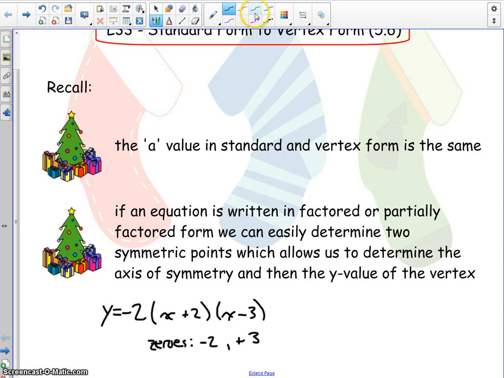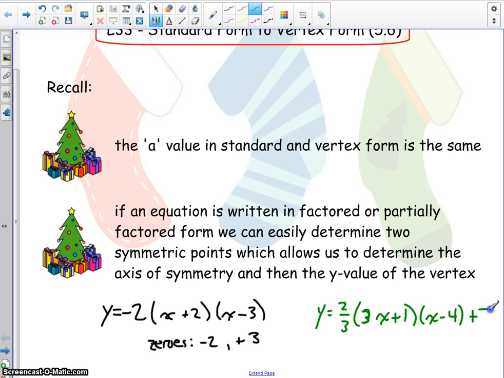Okay, if you were to look at one in partially factored form, let's say we had y equals 2/3, 3x plus 1, x minus 4, plus 7.